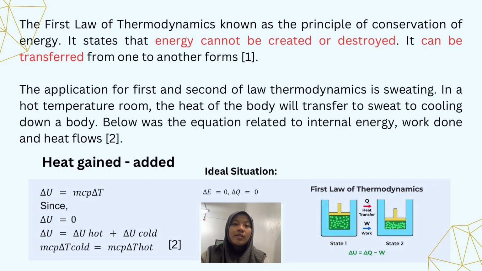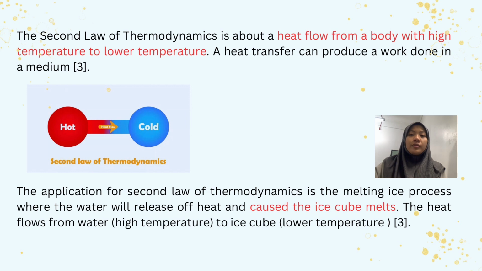Below is the equation related to internal energy, work done, and heat flows. Ideal situation means there is no heat loss to the surroundings. This is because the heat transfer is only between hot and cold water. The second law of thermodynamics is about heat flow from a body with high temperature to a lower temperature.